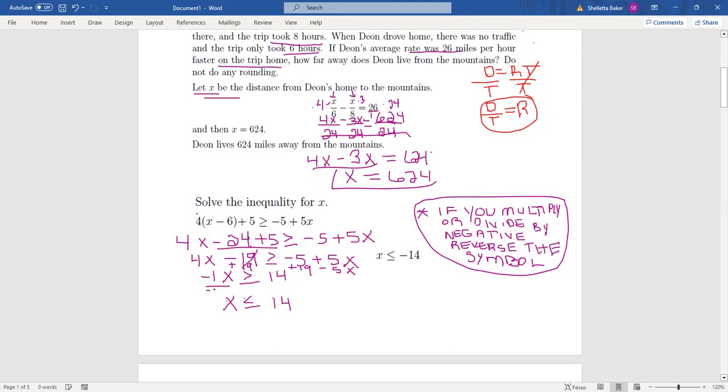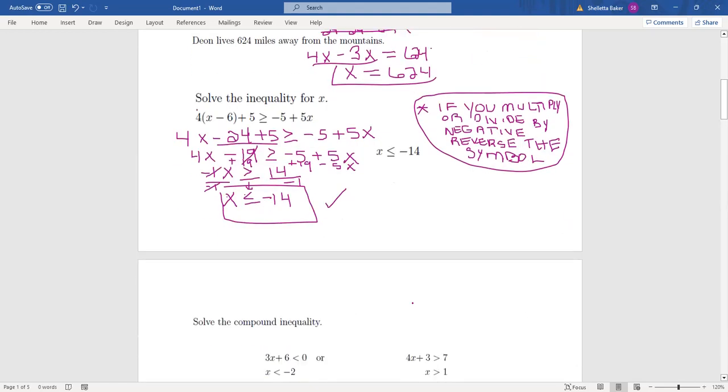That reminds you to divide both sides by negative 1 to get rid of that minus sign in front of the x. But because we are dividing by a negative number, we must reverse that symbol. So it changes from greater than or equal to, to less than or equal to. And we'll get x less than or equal to negative 14.